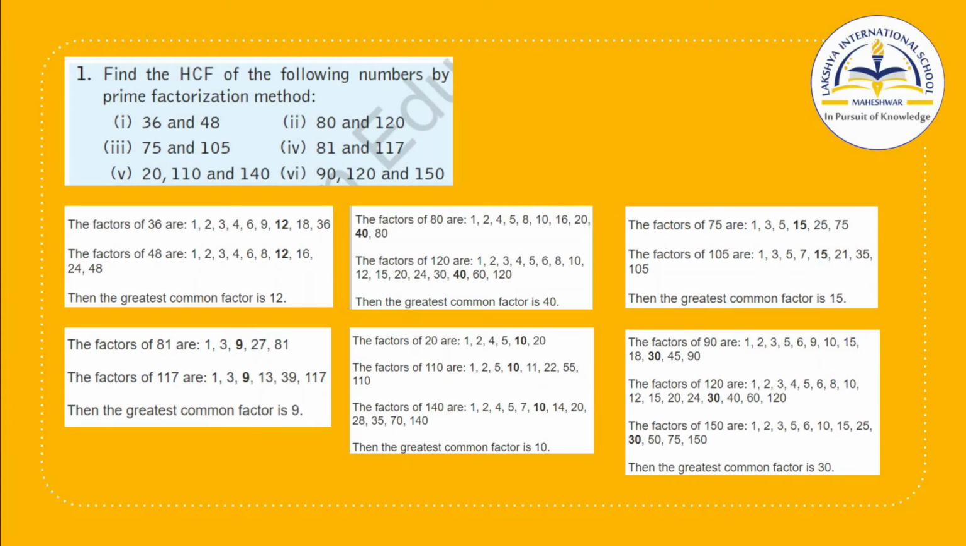First we will see prime factorization method. Our first question is 36 and 48. Now we will write the factors of 36. The factors of 36 किन किन नंबर से डिवाइड होता है? So what are the numbers? It is divisible by 1, 2, 3, 4, 6, 9, 12, 18, 36. Okay, so these are their factors.